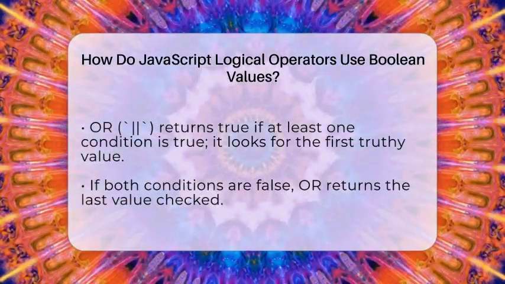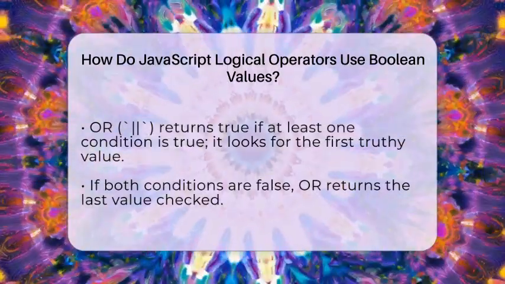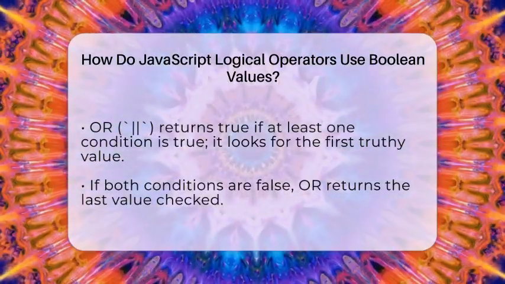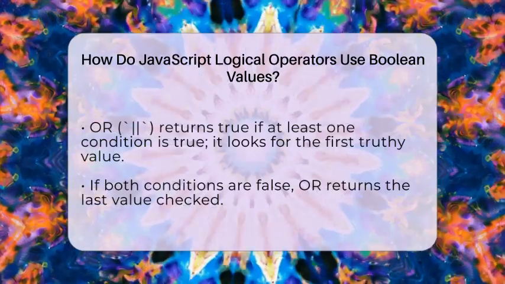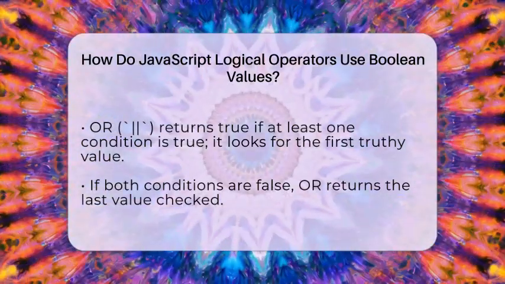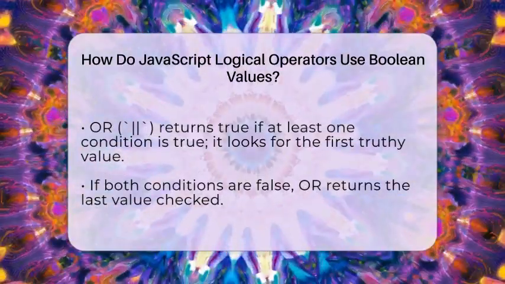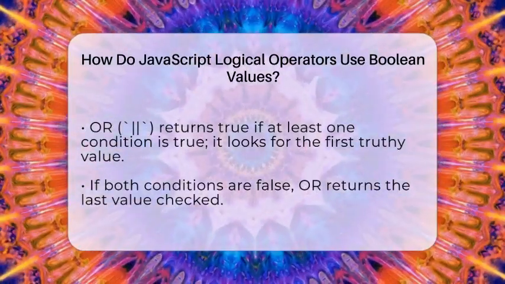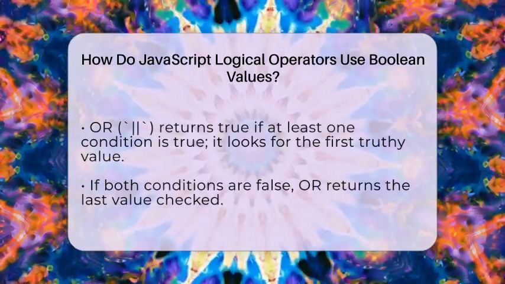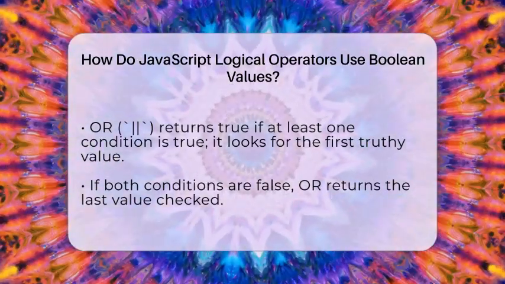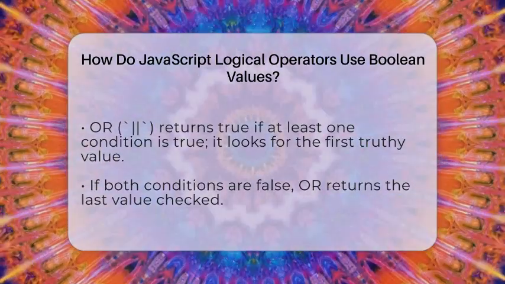In JavaScript, when you use these operators, the language automatically converts other data types into Boolean values based on their truthiness. For example, empty strings, null, undefined, NaN, 0, and false are all considered falsy. Everything else, like non-empty strings, numbers other than 0, and objects, are truthy.